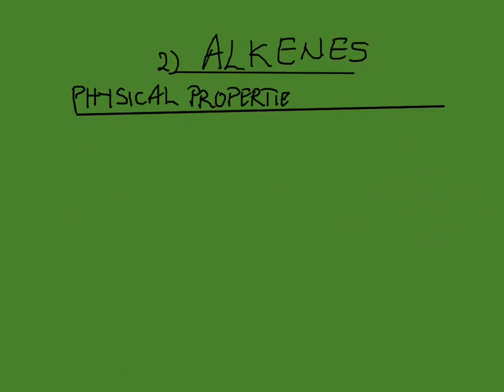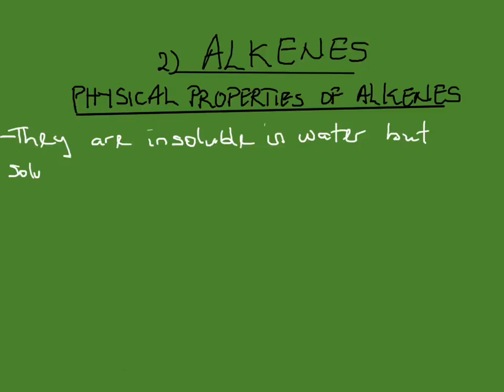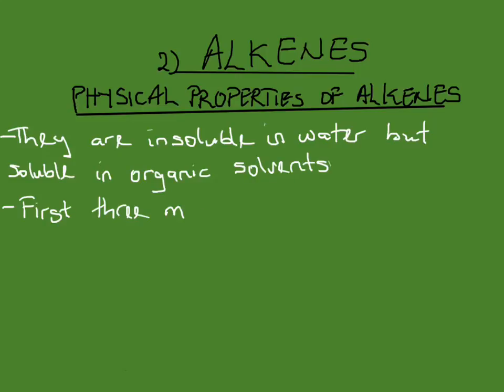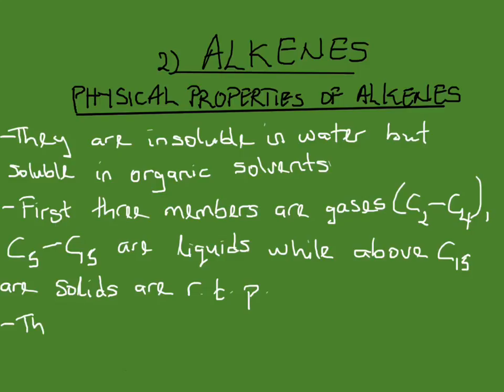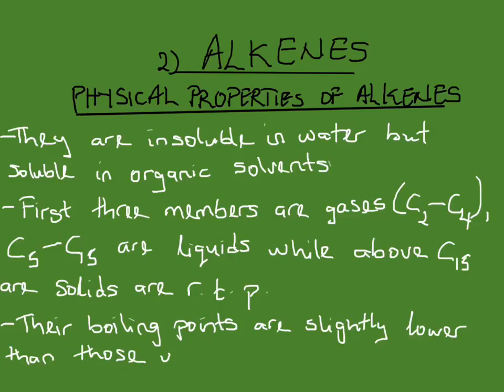The next subheading we're going to look at is physical properties of alkenes. They are insoluble in water, but soluble in organic solvents. The first three members of alkenes are gases, that is carbon 2 to carbon 4. From carbon 5 to carbon 15 are liquids, while above carbon 15 are solids at RTP, that is at room temperature and pressure. Their boiling points are slightly lower than those of their corresponding alkanes.